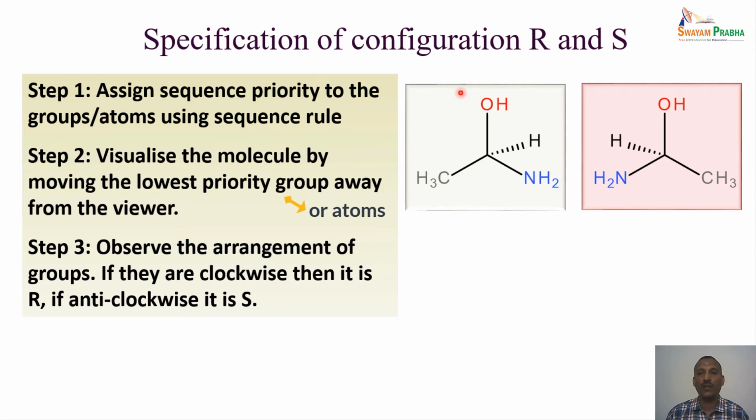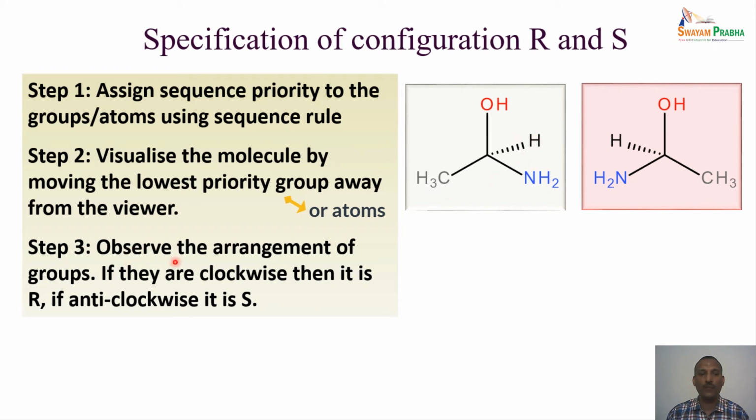Following that, oxygen has a higher atomic number compared to nitrogen, which has a higher atomic number compared to carbon, which has a higher atomic number compared to hydrogen. The central carbon is the main part around which four different groups are attached, and we have to give priority to each atom or group attached to the stereogenic center, the central carbon atom under consideration. In the second step, we visualize the molecule by moving the lowest priority group away from the viewer. Here hydrogen is the lowest priority group, so it is already kept away from the viewer.